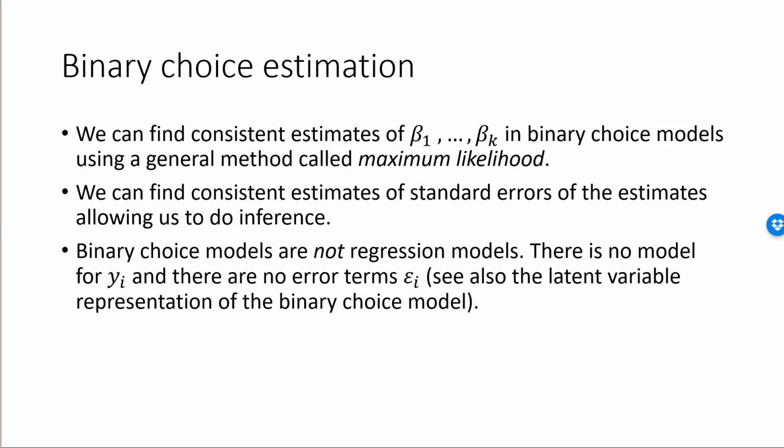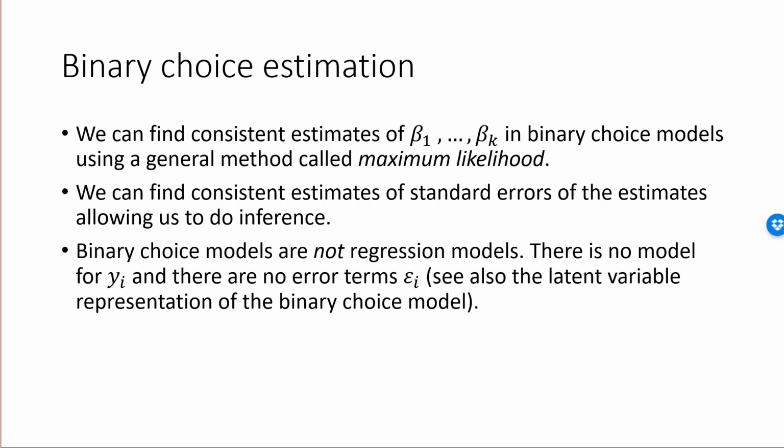So finally, let me just point out that binary choice models are not regression models. We do not specify them as a regression model. Remember, a regression model is a model where y is some function of the data and parameters plus an additive error term. What we do instead in binary choice models is that we set up a model for the probability that y is equal to 1. And we set that up to be either a logit or a probit.